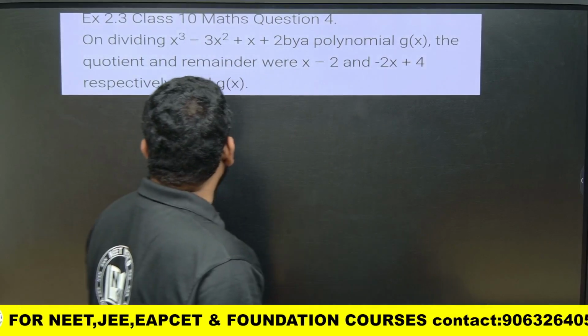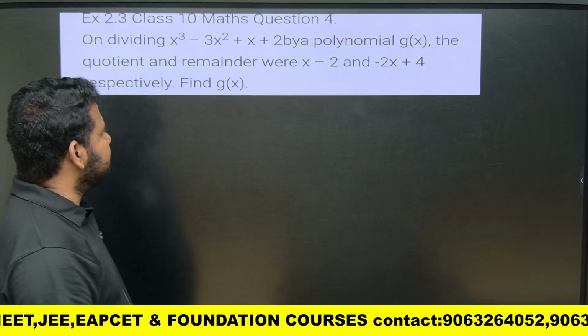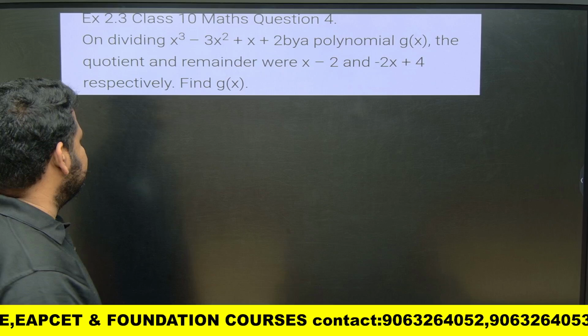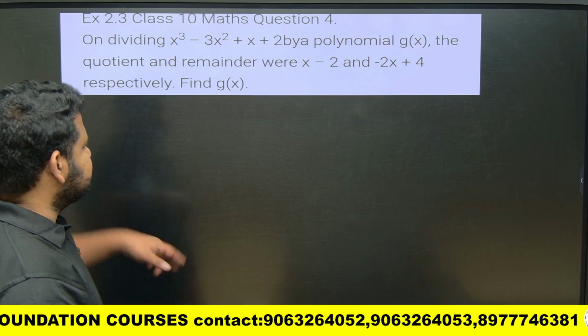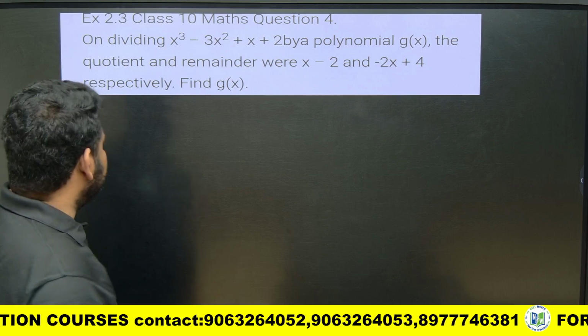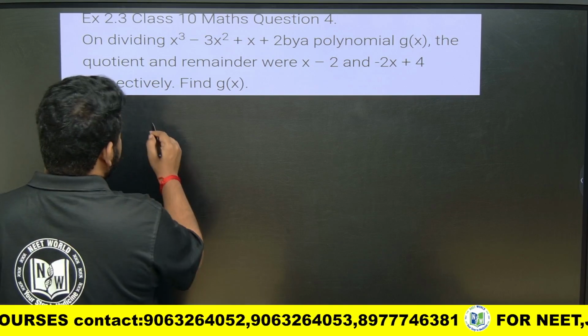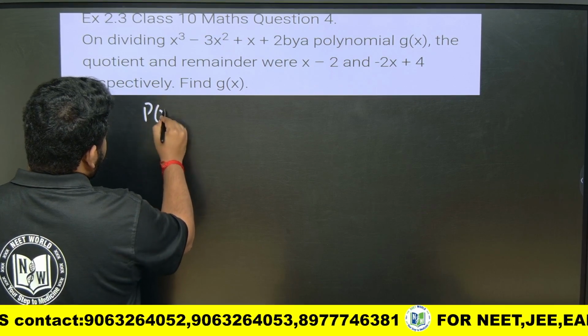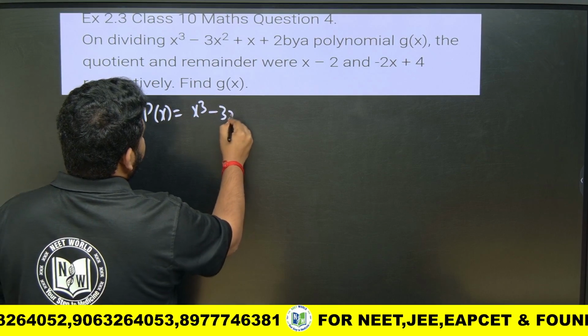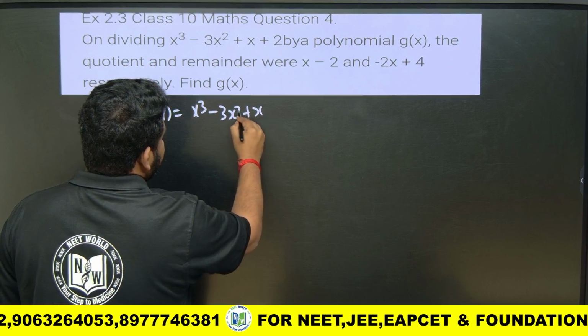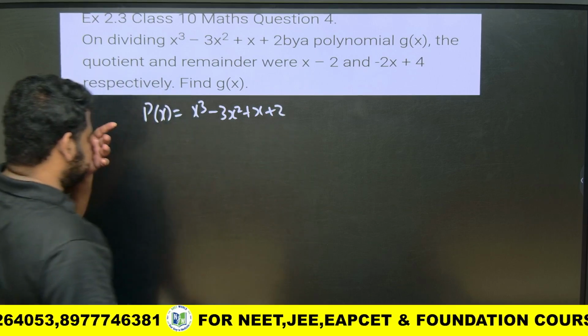So here what they have given is, on dividing x cube minus 3x square plus x plus 2 by a polynomial g of x, the quotient and remainder were x minus 2 and minus 2x plus 4. They are asking us to find g of x. First of all, they have given p of x. p of x is x cube minus 3x square plus x plus 2.